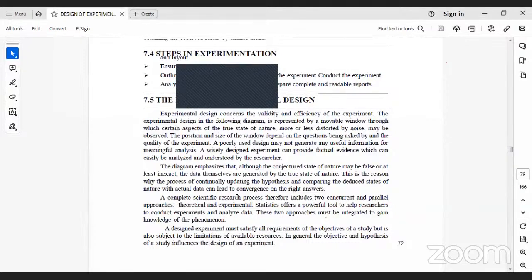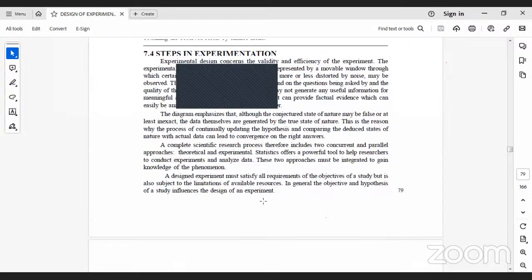The designed experiment must satisfy all requirements of the objectives of a study, but it is also subject to the limitations of available resources. In general, the objective and hypothesis of the study influence the design of the experiment.